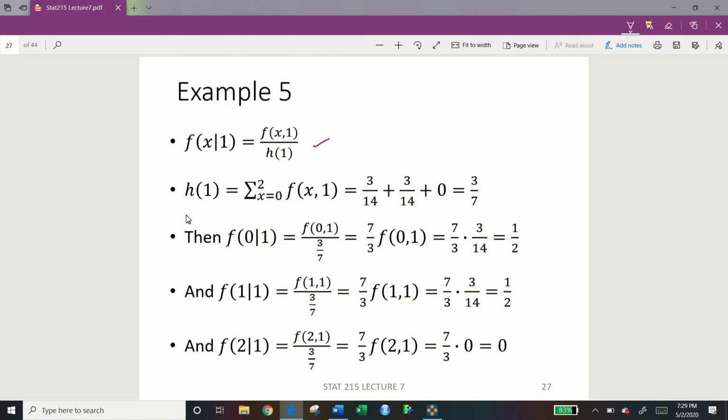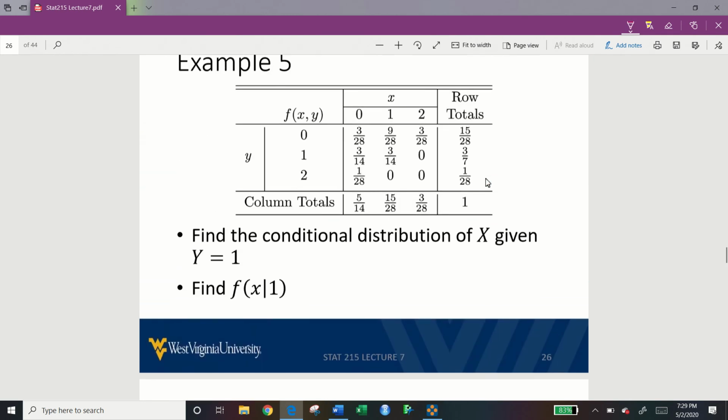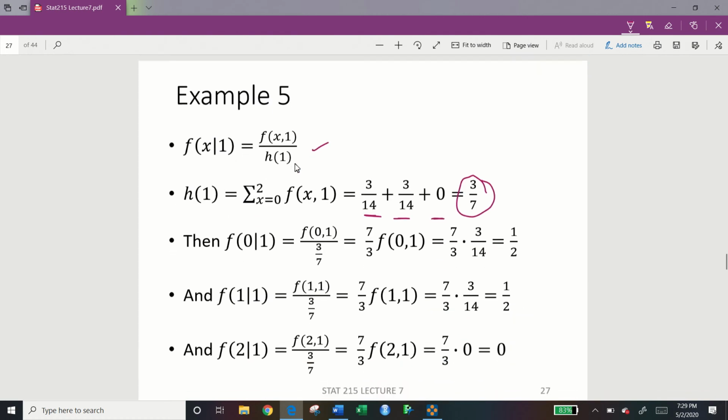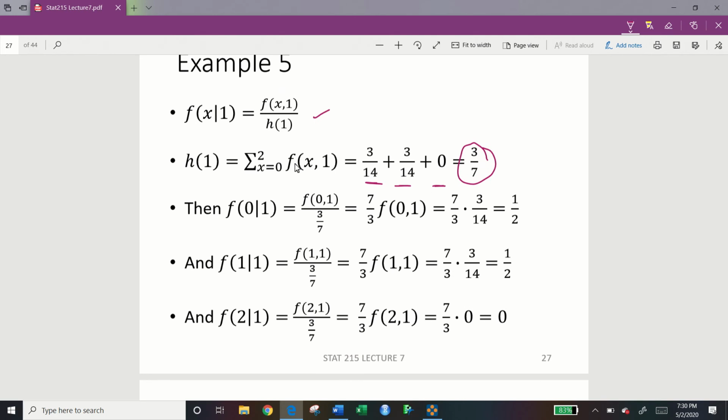This will be 3 fourteenths plus 3 fourteenths plus 0, which will equal 3 sevenths. Let's go back and review that. So remember, we're looking at h(1). So when y is 1, we are looking at this row, the 3 fourteenths plus 3 fourteenths plus 0, which equals our 3 sevenths. Got to use our marginal distributions. Okay, so that part was review.